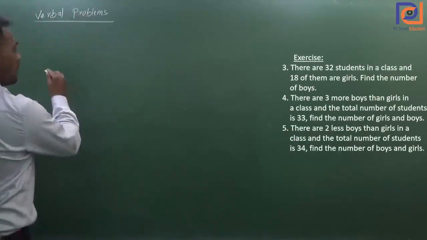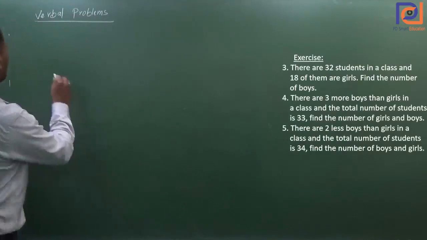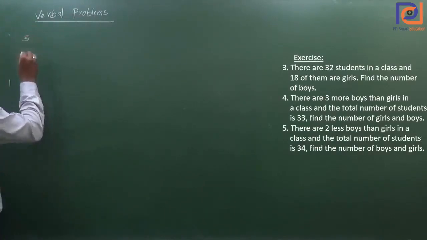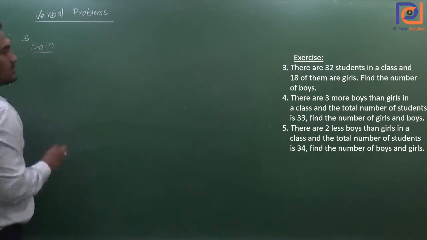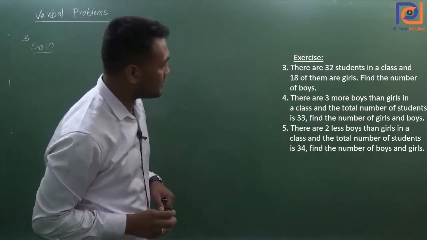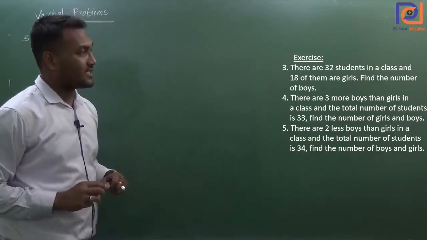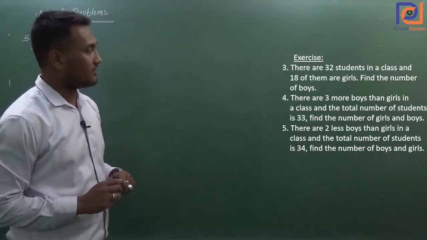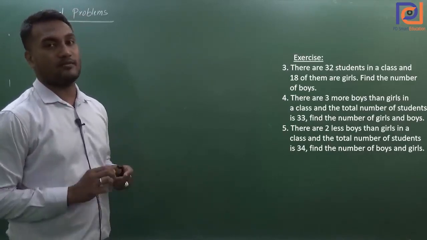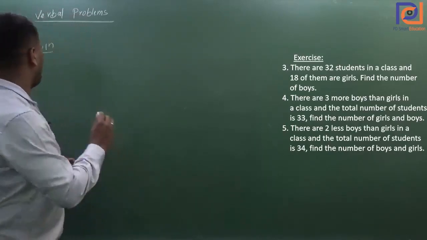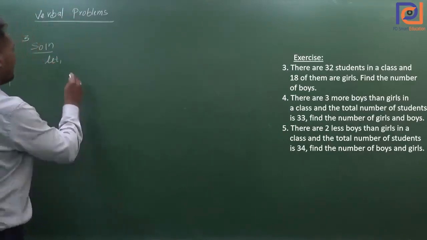Question number 4. There is again a 3, like the one we have already done. So there are altogether 32 students in a class and 18 of them are girls. Find the number of boys. You need to find out the number of boys. This one is very easy. So let me solve it here, it will be more clear.